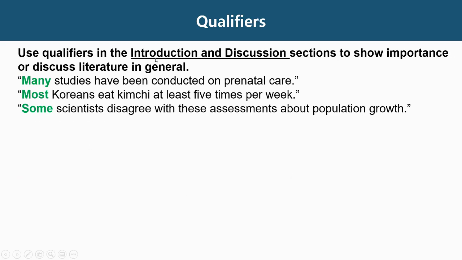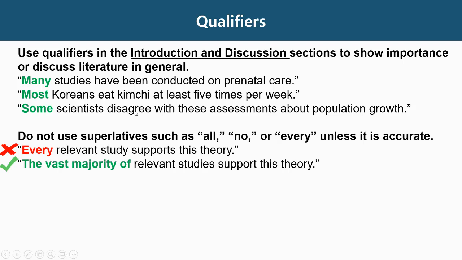Next, qualifiers. Qualifiers in the introduction sections show importance and discuss the literature in general, right? Many, most, some. As a scientist, you should be careful not to use words like all or every. And use these correctly, right? Because many means, I mean, I've been asked by Koreans before, like, okay, often means like once a week or 3 times a week, right?